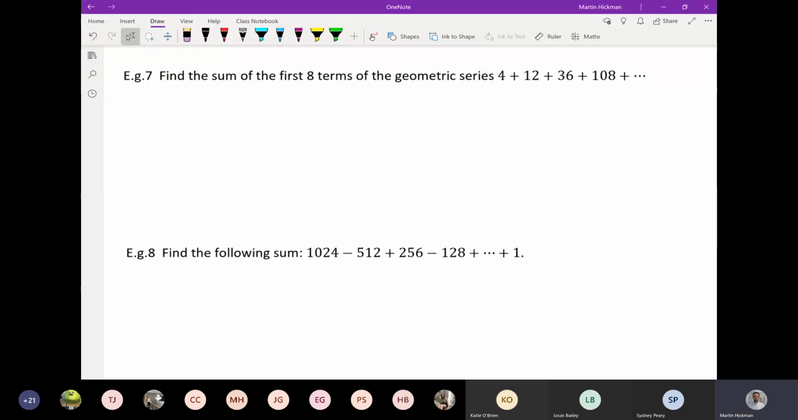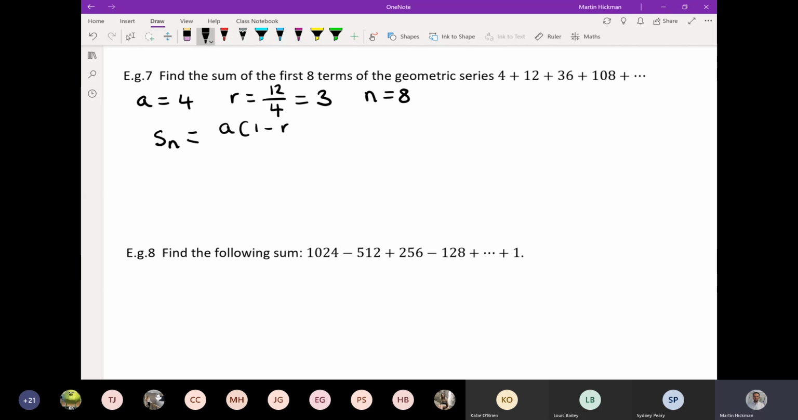First example: find the sum of the first 8 terms of the geometric series 4, 12, 36, 108. To do that, we need to find A, which is simple enough, that's just 4. We need to find R, the common ratio. It's a geometric series, so it has a common ratio. Do the second term divided by the first one, and we get 3. And N is simply 8. That's all the information we need to use our formula.